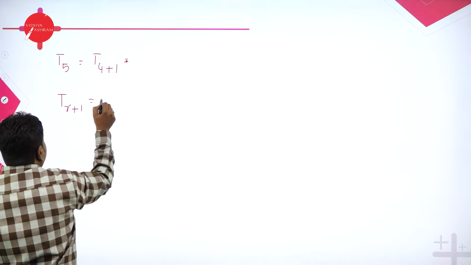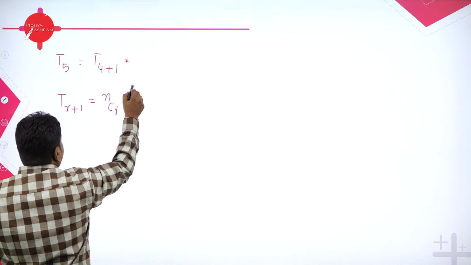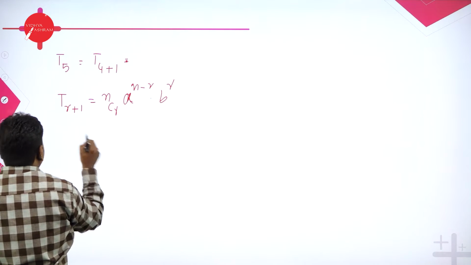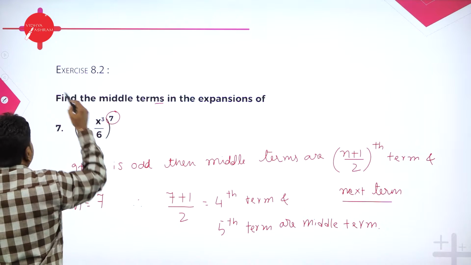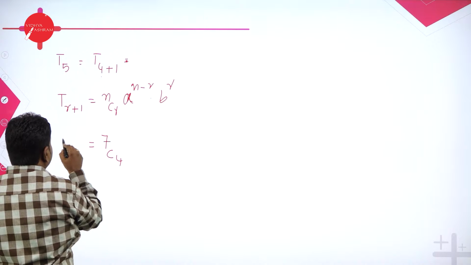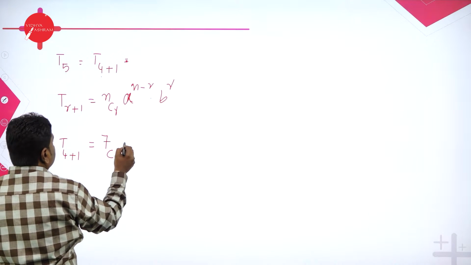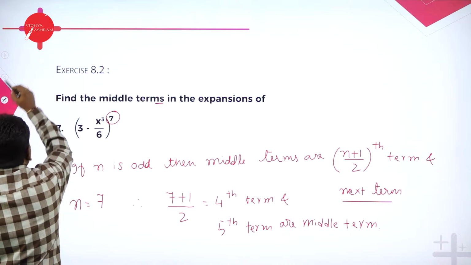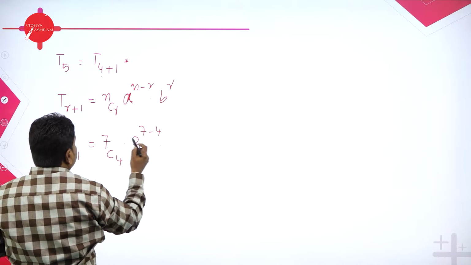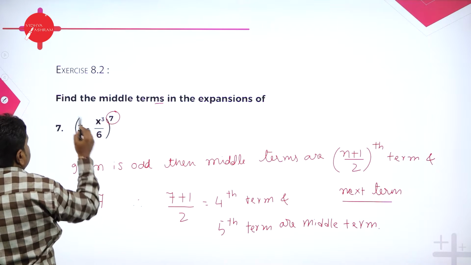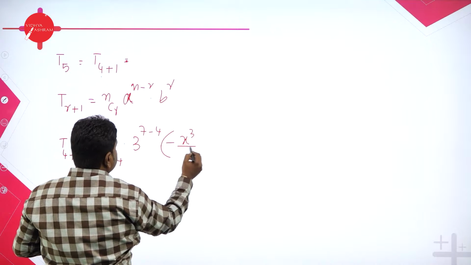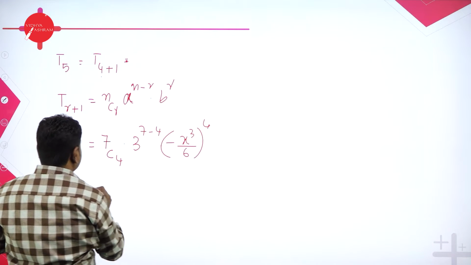What is T(r+1)? nCr x power n, a power n minus r, b power r. n in this problem is 7. So 7C r, what is r? 4. So T(4+1). What is a? a is 3. 3 power 7 minus 4. b, what is b? b is minus x cube by 6. Minus x cube by 6 power 4.